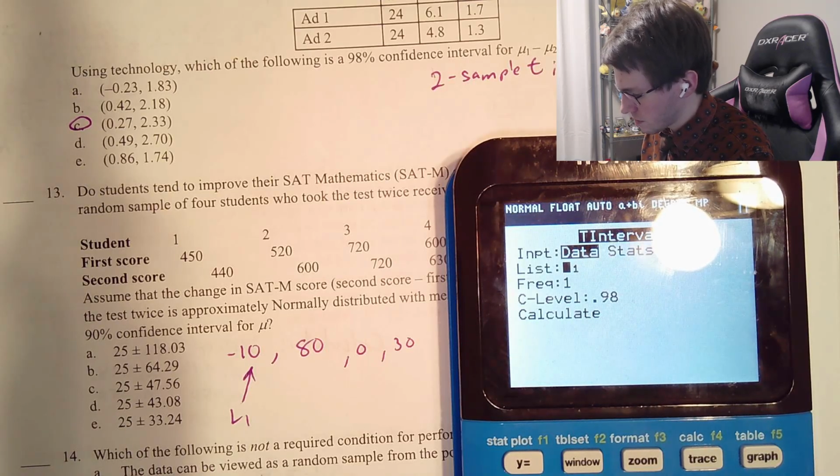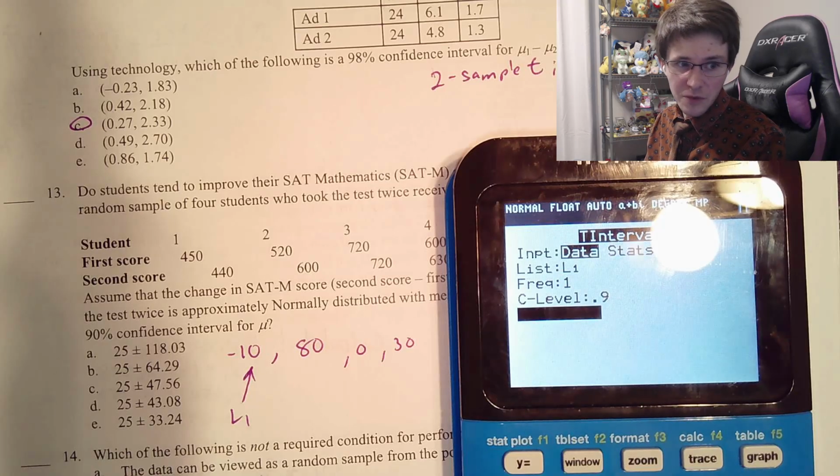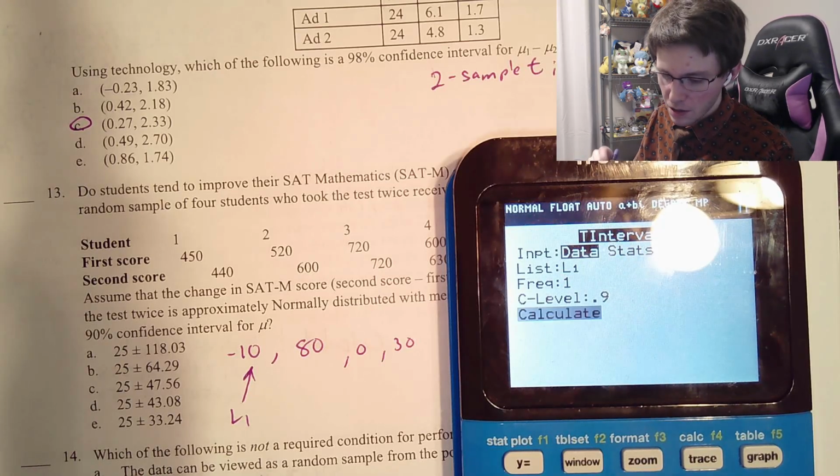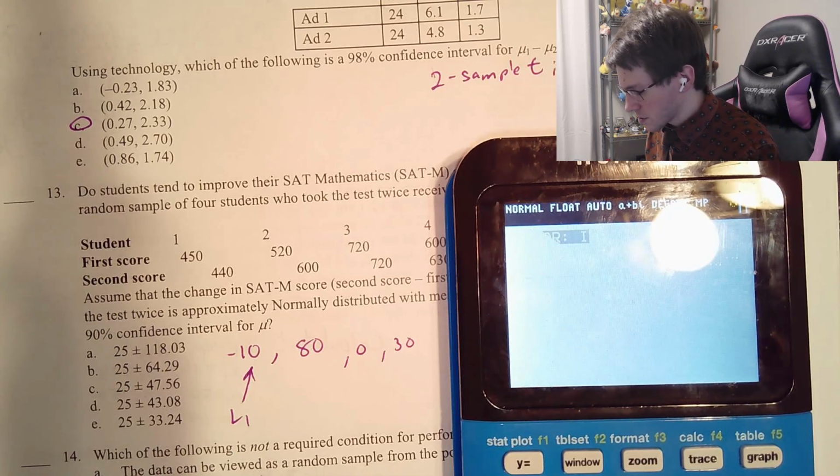All right. And confidence level is 90. By the way, you could actually do the stats option if you calculated the mean and the standard deviation of these. You could do it that way, but it's kind of a waste of time.